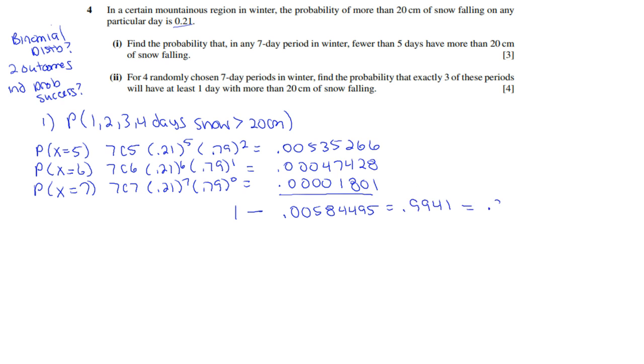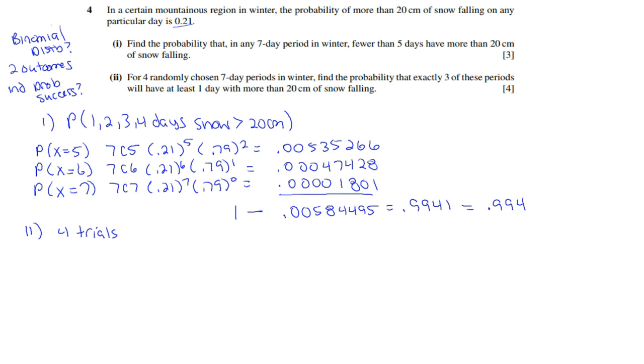I could have done 1, 2, 3, and 4. This was one less step. It looked a little bit easier. Now for part 2, they say 4 randomly chosen 7-day periods in winter. Find the probability that exactly 3 of those periods will have at least 1 day with more than 20 centimeters of snow falling. So again, now we've got 4 trials.